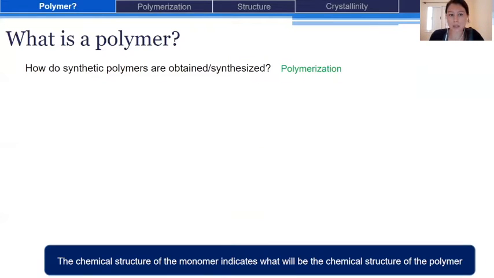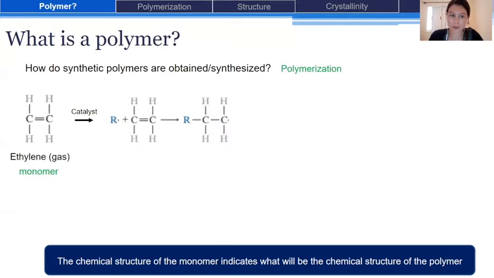And how are synthetic polymers obtained or synthesized? We call this chemical reaction polymerization. So we start with a monomer. In that case, for example, ethylene. You can see that ethylene is composed of 2 carbon atoms with a double bond between these 2 carbon atoms, and each carbon atom is linked to 2 hydrogen. We use a catalyst or initiator, we use pressure or temperature to perform this polymerization.